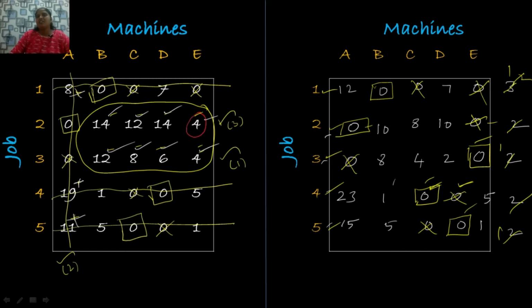Column-wise too, you have to check. The first column has an assignment. The second, third, fourth and fifth columns also have an assignment. So which means we arrive at an optimum assignment schedule.